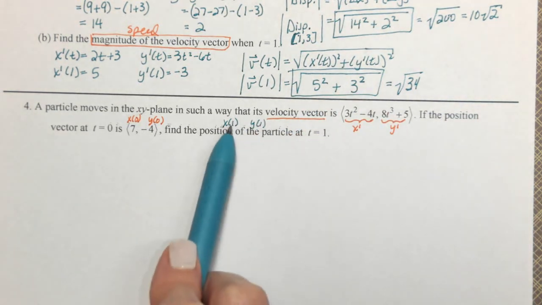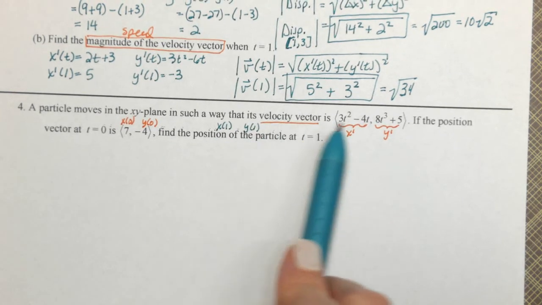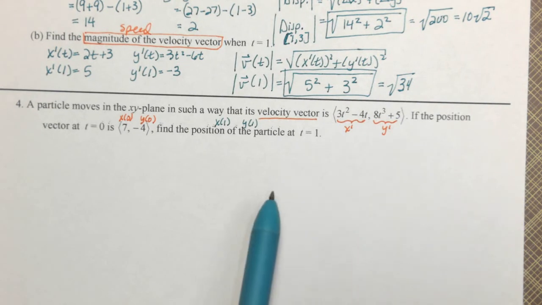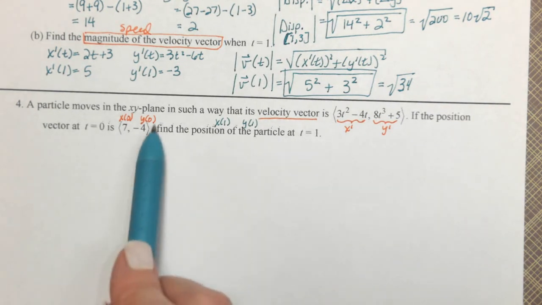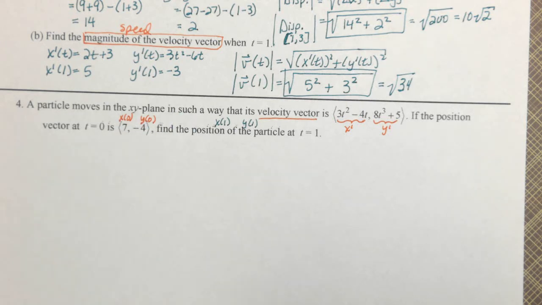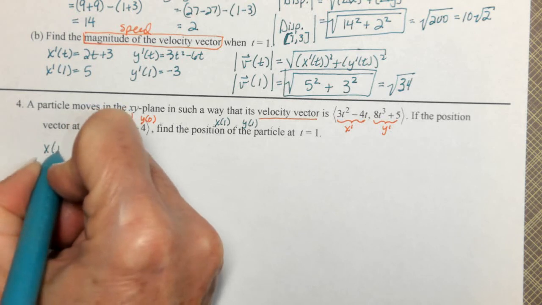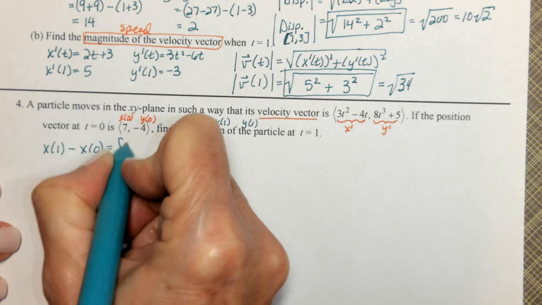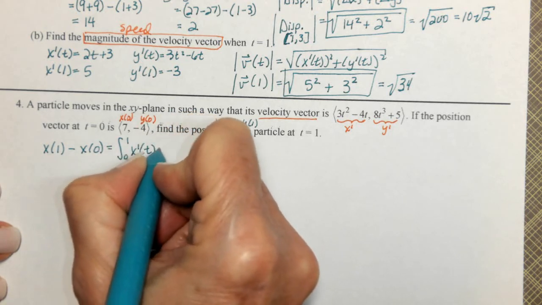Well, if we want x and y, and we know x prime and y prime, in my mind, we just need to integrate x prime and y prime. And we're using x of 0 and y of 0 to find our c value, just one value. So I'm going to set up the fundamental theorem. X at time 1 minus x at time 0 is the integral 0 to 1 of x prime. Fundamental theorem.